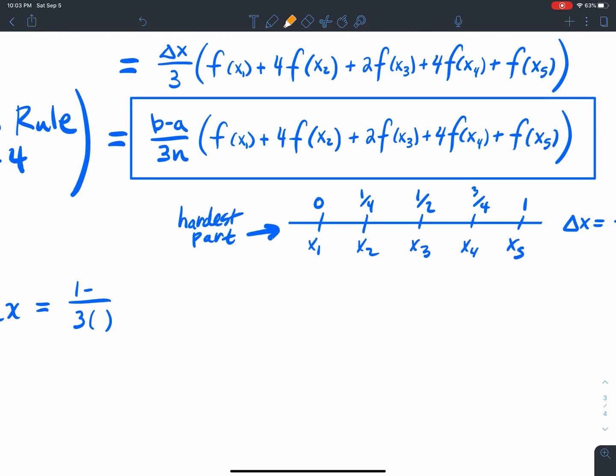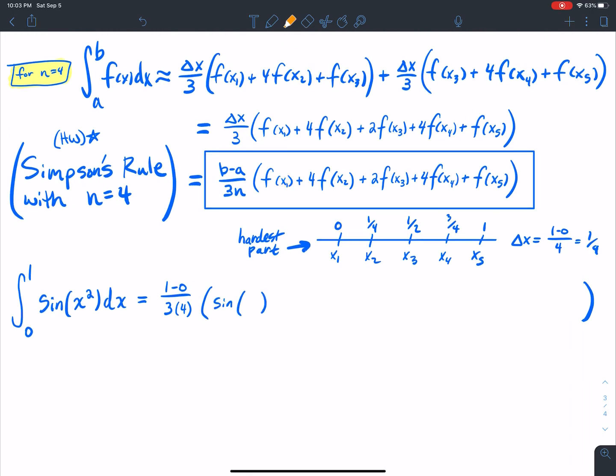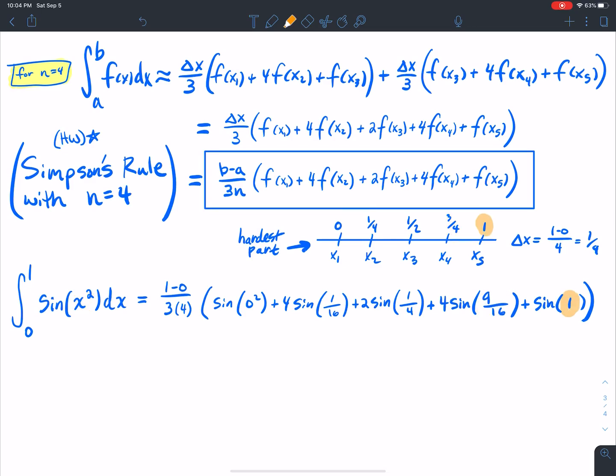b minus a divided by 3n, so that's 1 divided by 12, basically. And then I have f of x1. x1 is 0, so I'm going to plug sine of 0 squared in first. So sine of 0 squared plus 4 times the function evaluated at x2. x2 is 1/4, so I'm going to put 1/4 in here. Squared is 1/16. And then here, I put 1/2 in. I square to get 1/4. And then here, if I square 3/4, like I squared in here, I get 9/16. And I square 1, I get 1.